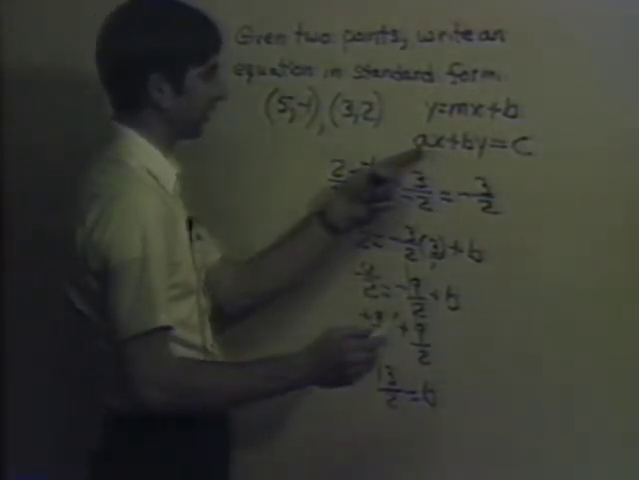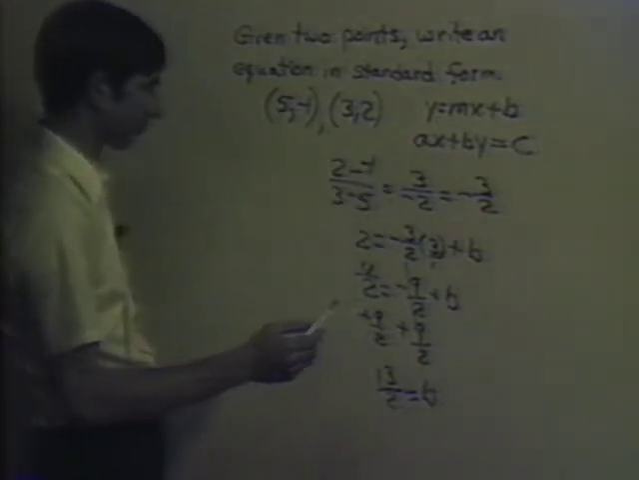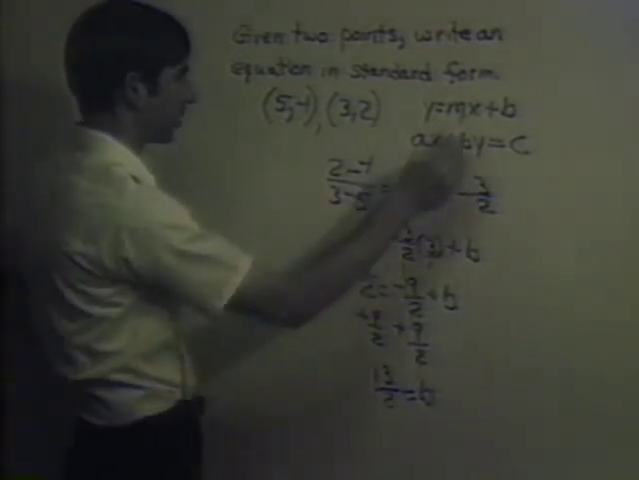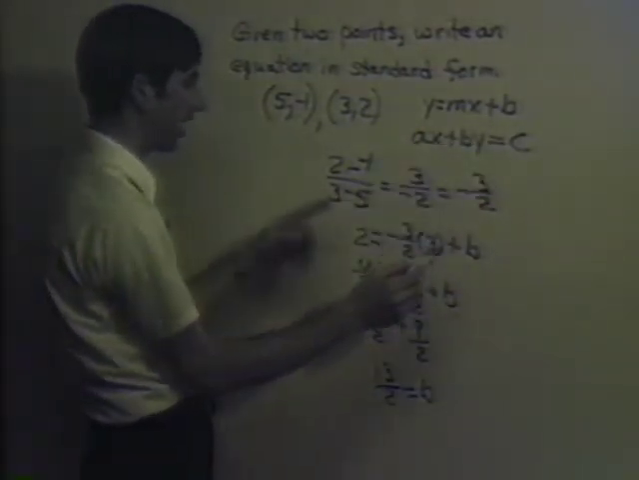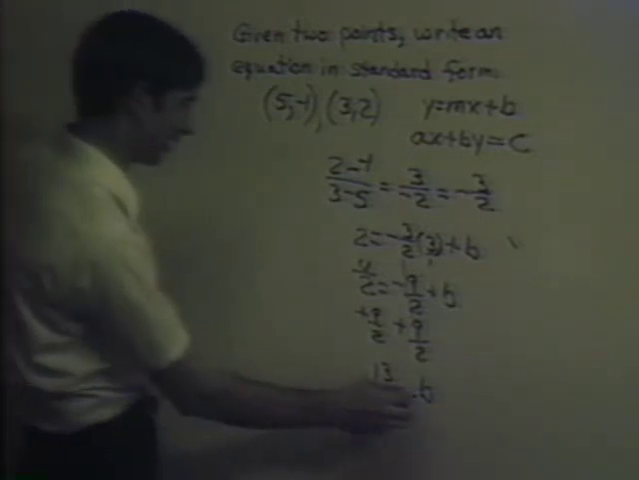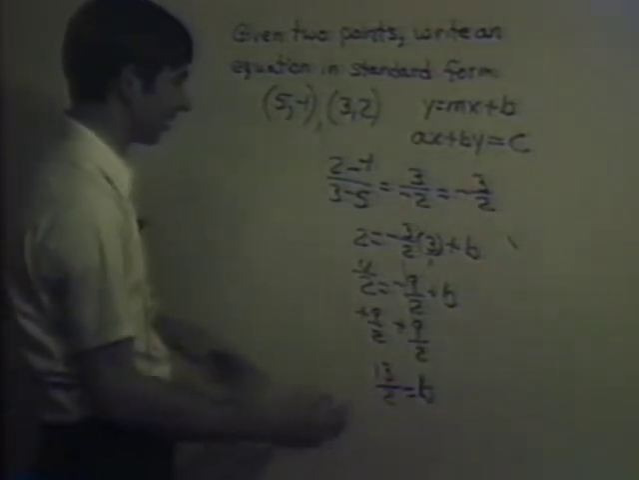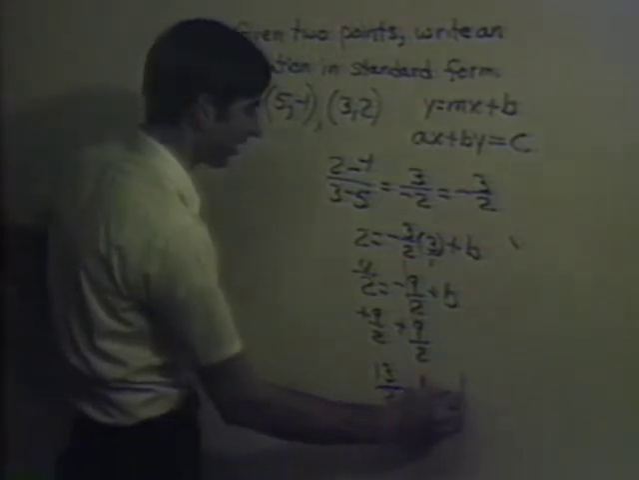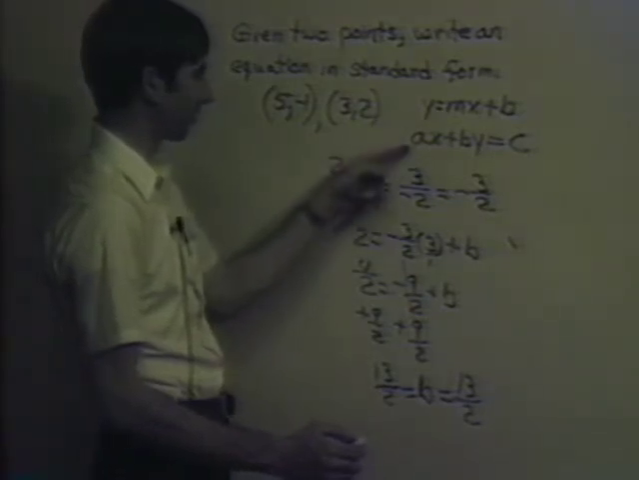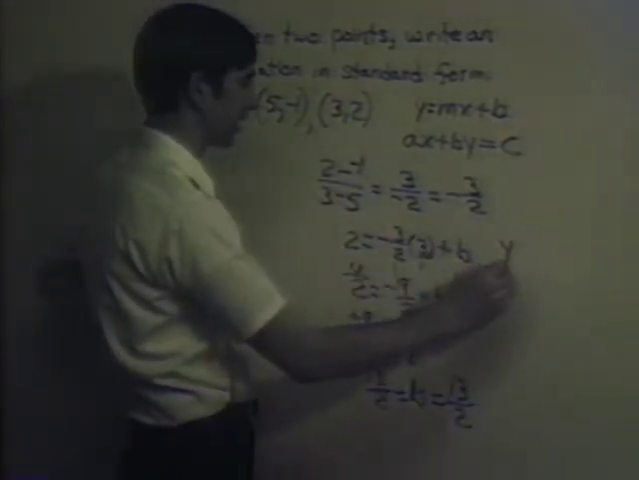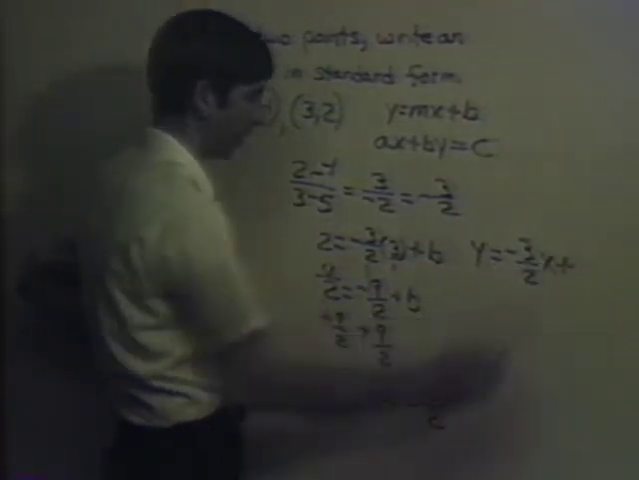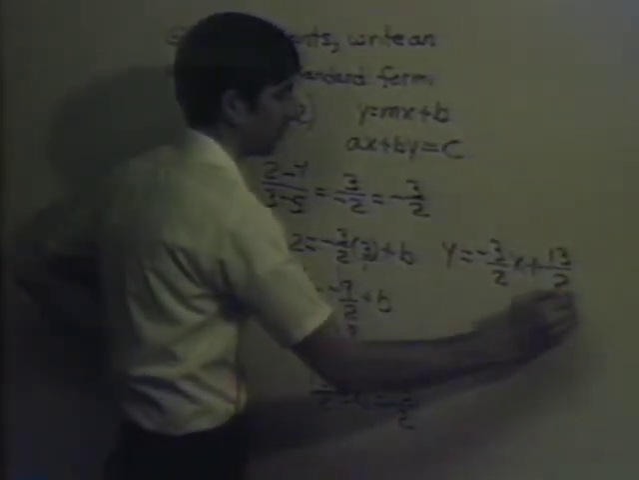We can go back up to the equation that we want. Let's see. Well, let's put it back into this one, I guess. We've got y now. Help me out here, Bun. What do we want to do now? Reverse that. Which one? b equals 13 halves. Do we want to stick it back into this equation or go right to this one? Stick it back up to the y equals. Okay, so y equals the slope, which is negative 3 halves, x plus b that we just found was 13 halves. It's been a while since I did these problems.